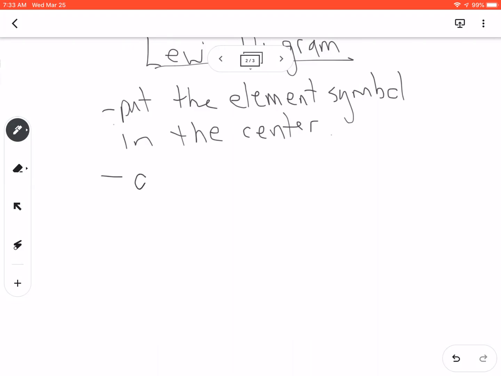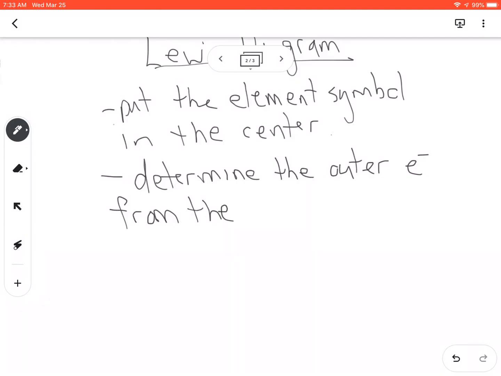First, we need to determine how many dots to put around it. So we determine the outer electrons from the group number. We just need the outer electrons. These sometimes are called valence electrons. Valence is a fancy name for saying the outer electrons. It comes from the power to bond. It means the power to bond, and that's where bonding takes place. That's my next lesson. So we're going to have to determine the outer electrons from the group number.